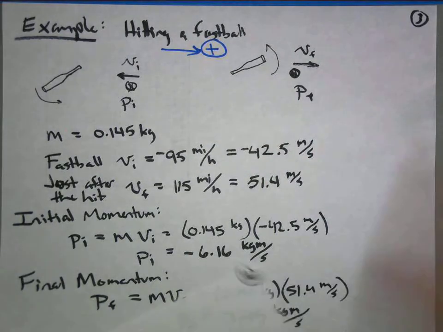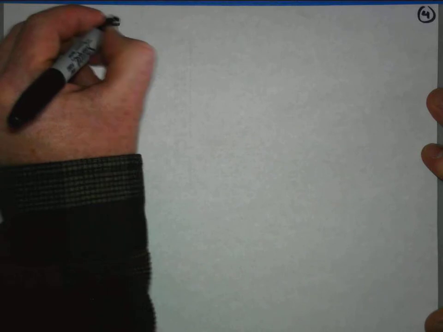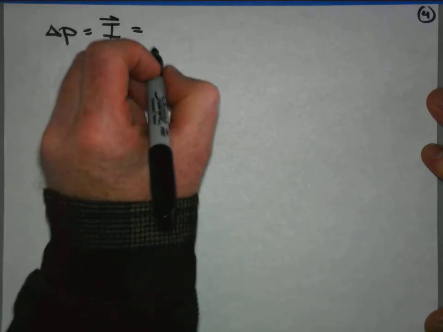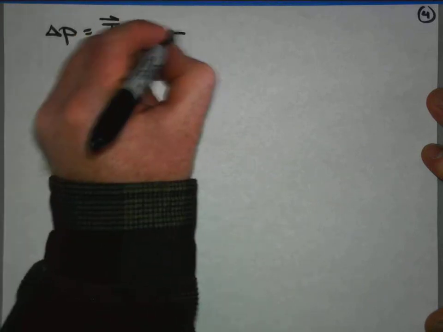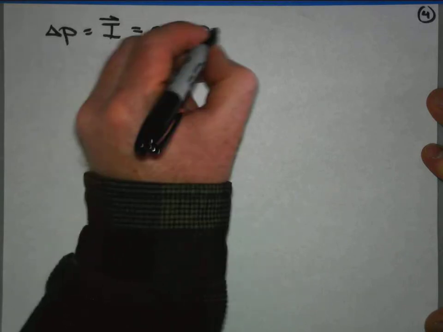Now, obviously, if we have our initial and our final, then what we're going to do with that is find the difference, and the difference is going to be equal to the impulse that acted on the ball. All right, so change of momentum is impulse. But that's really just going to be our final minus our initial momentum.